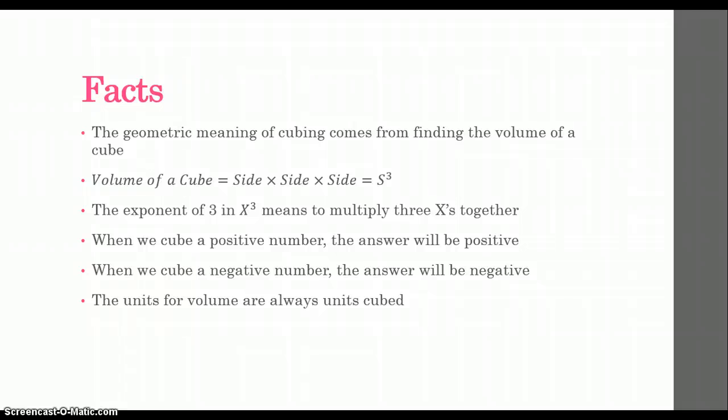Some facts. The geometric meaning of cubing comes from finding the volume of a cube. And the volume of a cube is the length times the width times the height, which is side by side by side, since a cube is made up of squares, which equals side cubed. The exponent of 3 in x cubed means to multiply 3 x's together.